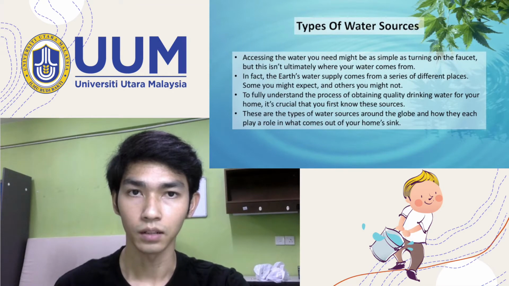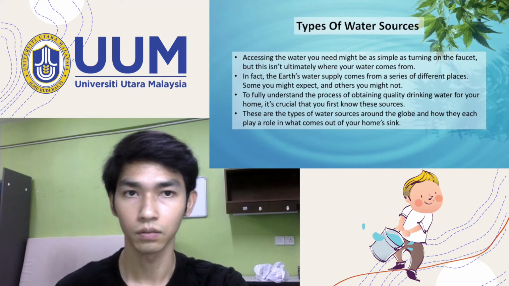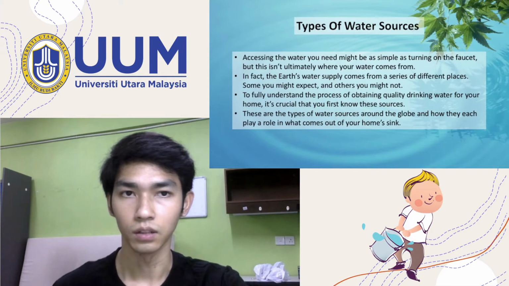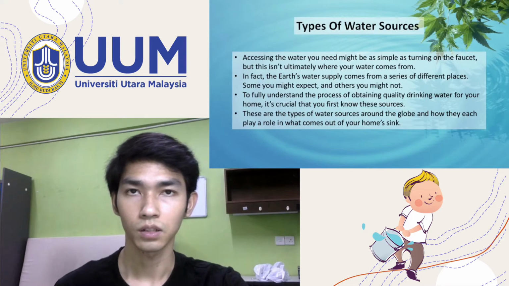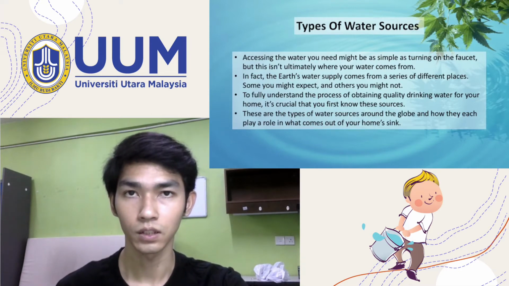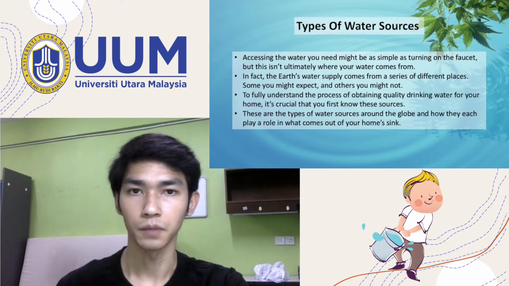Accessing the water might be as simple as turning on the faucet, but this is not ultimately where your water comes from. In fact, the Earth's water supply comes from a series of different places. Some you might expect and others you might not. To fully understand the process of obtaining quality drinking water for your life or home, it is crucial that you first know these resources. These are the types of water sources around the globe, and how they each play a role in what comes out of your home's sinks.